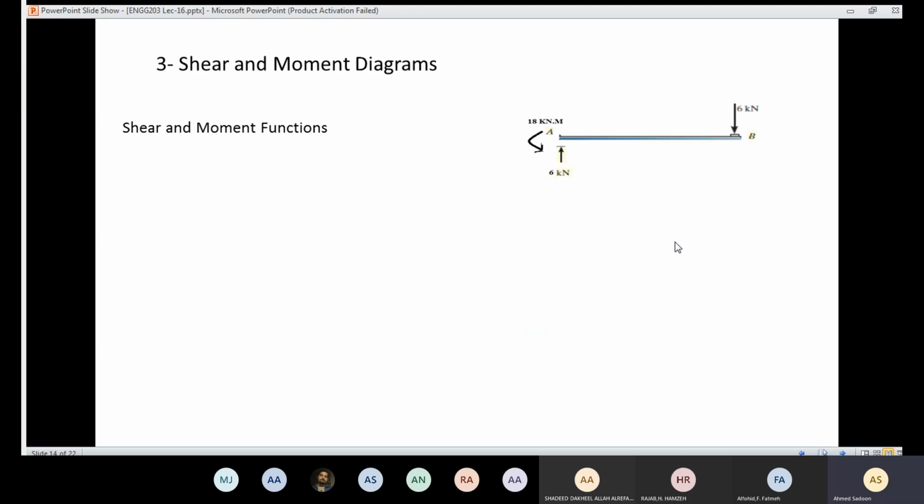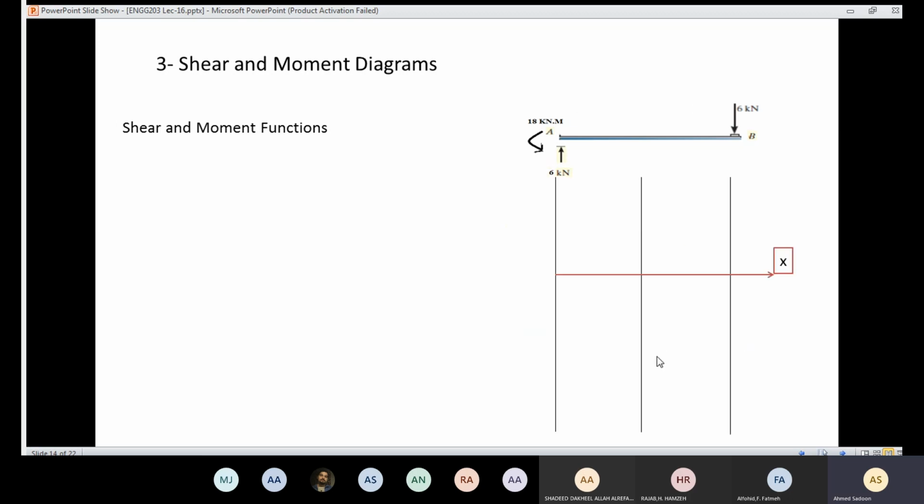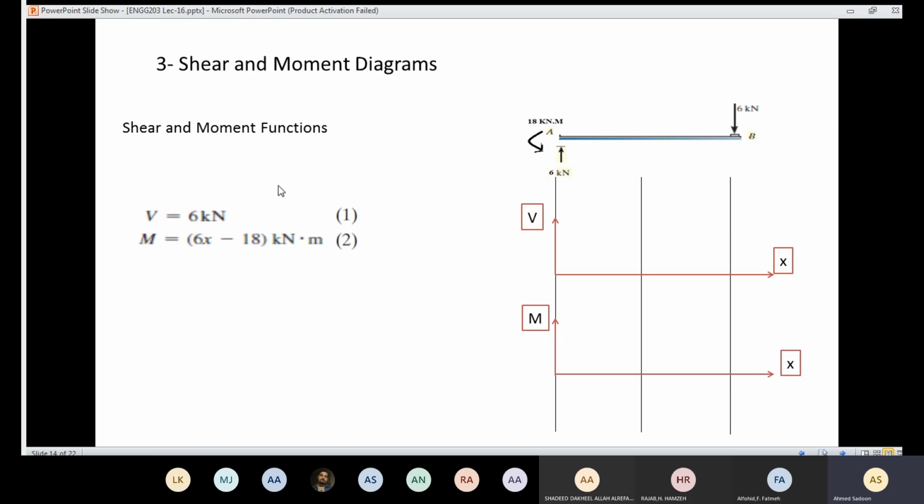So now we are in position in order to draw the shear and the moment diagram. I'm going to put the line of action. I'm going to put the x-axis for the distance, y-axis here for the shear force, again x-axis for the distance, and the y-axis for the moment. Then I need to bring back the equations that I have developed in the previous slide. The V equals 6 kilonewtons, and the moment equals 6x minus 18.